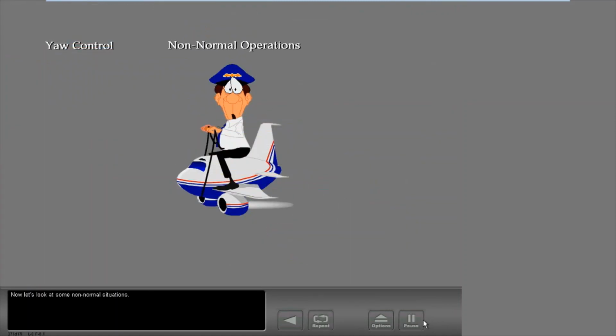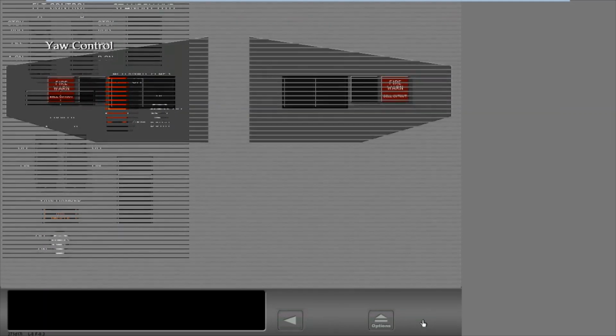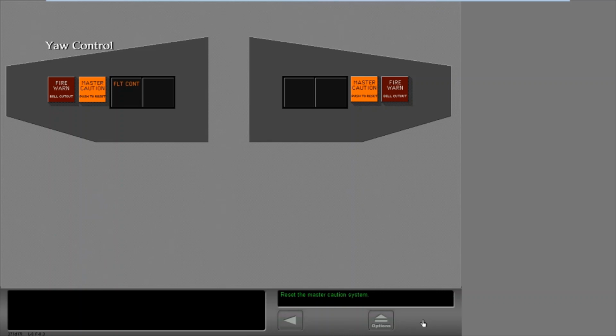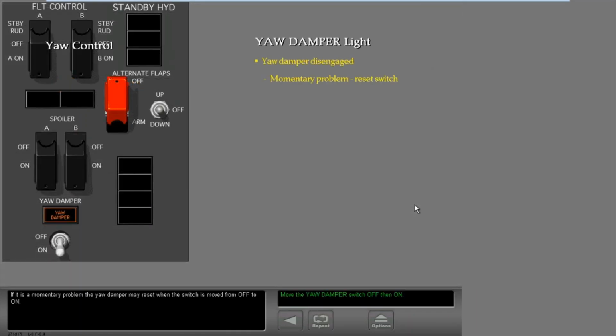Now let's look at some non-normal situations. The yaw damper light comes on when the yaw damper disengages. If it is a momentary problem, the yaw damper may reset when the switch is moved from off to on.